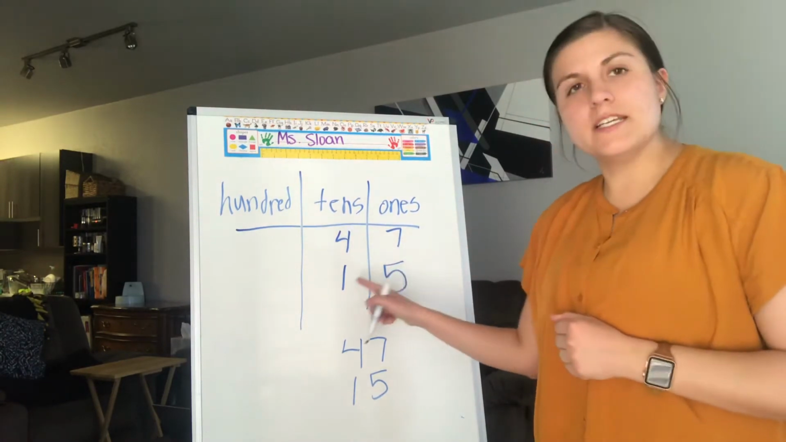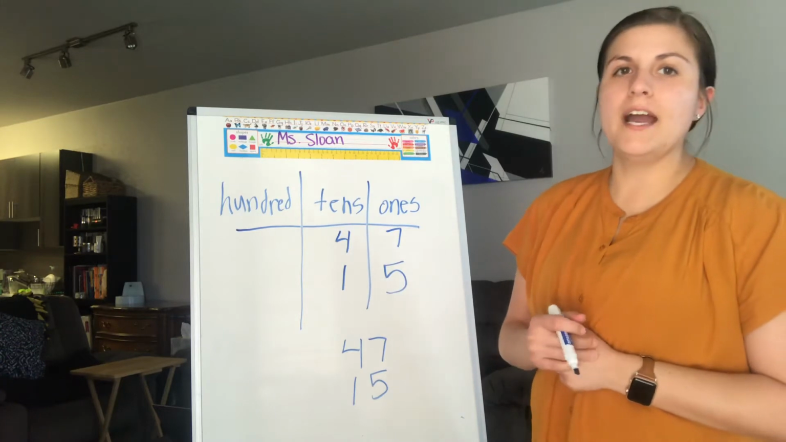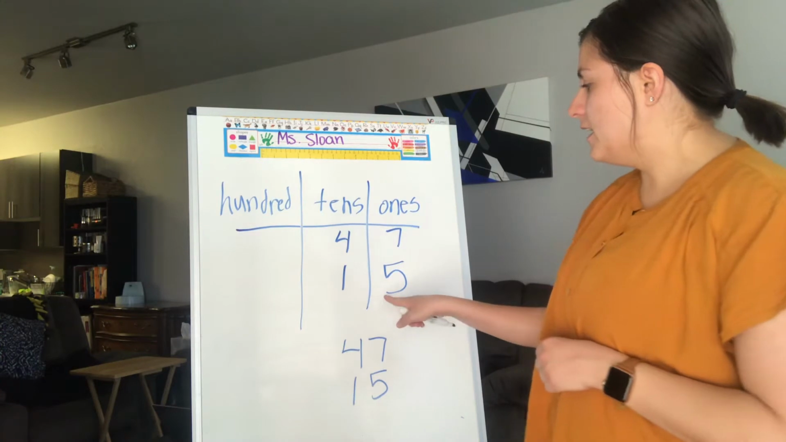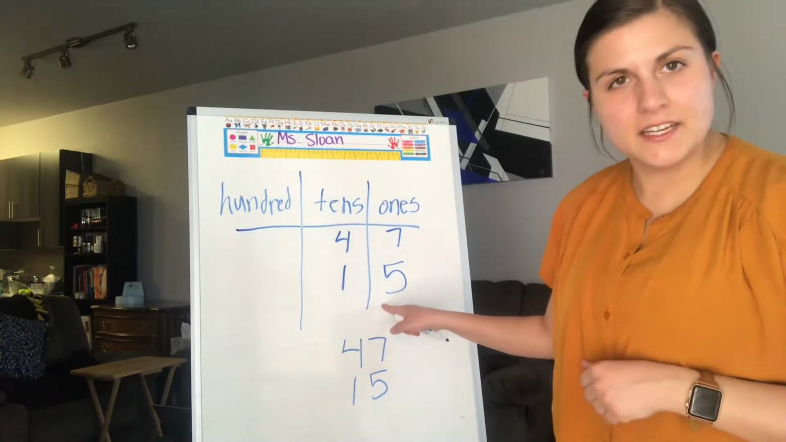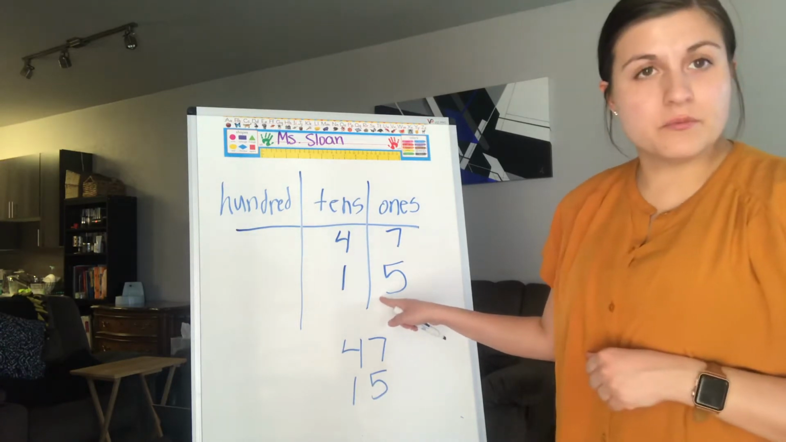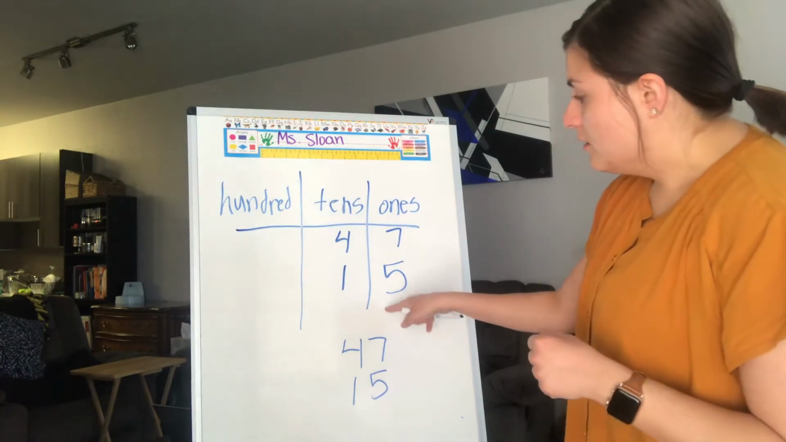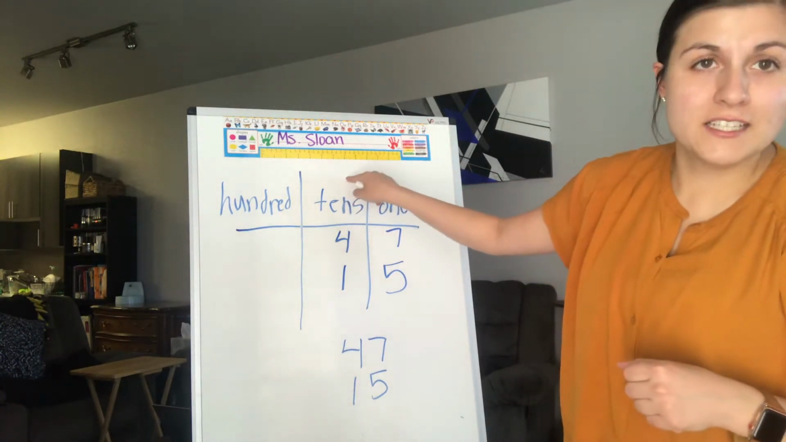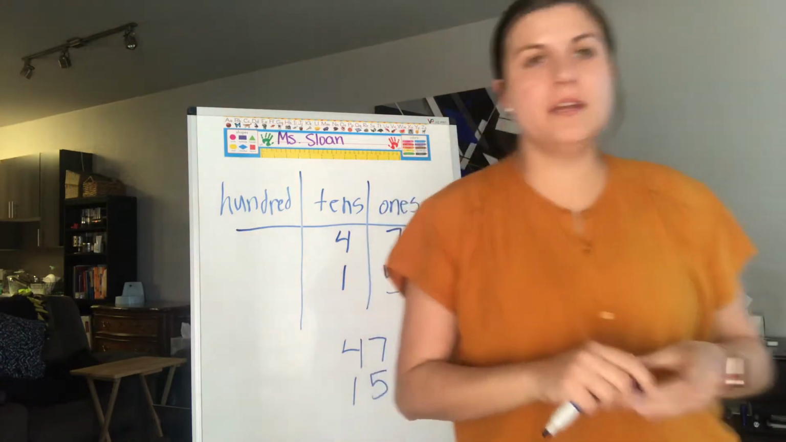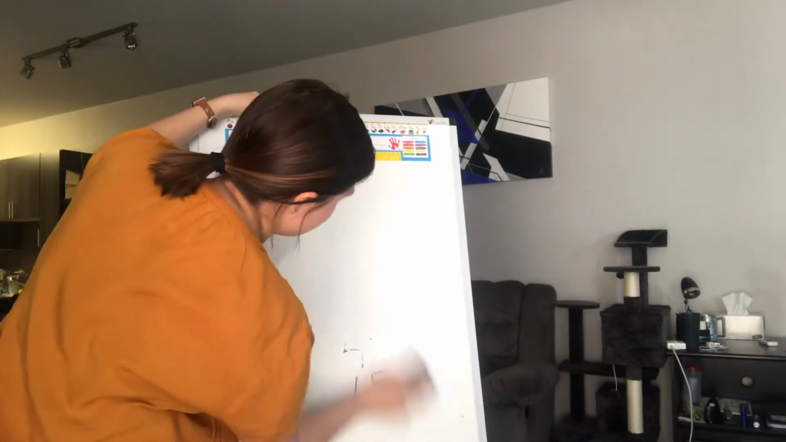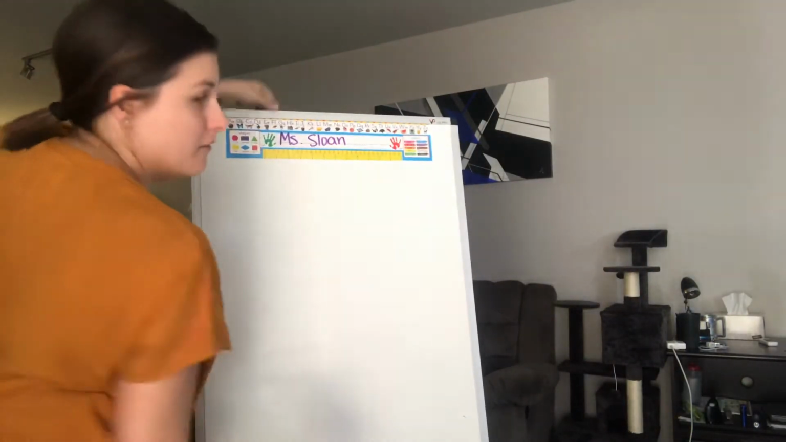So this is important to remember when we are adding two-digit numbers because we can't have a number more than 10 in the ones place. Once the number is 10 or more, then it has to move next door and go into the tens place. So let me show you what I mean by that. We are going to practice adding 47 plus 15.